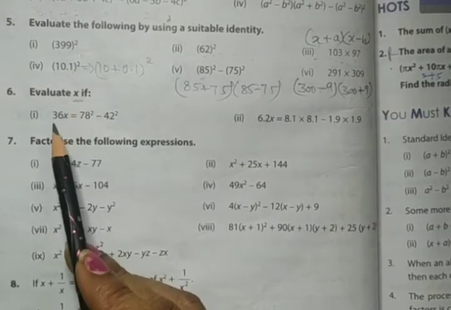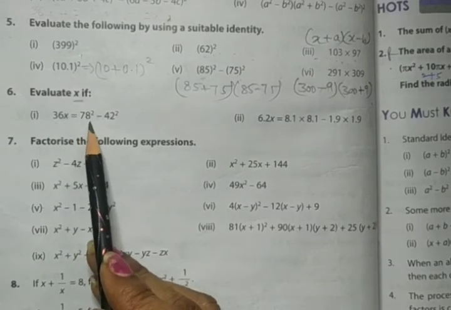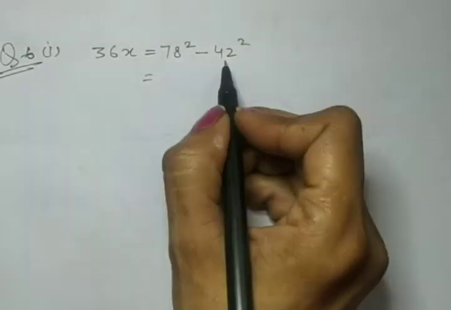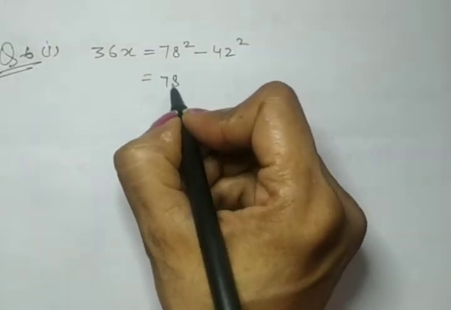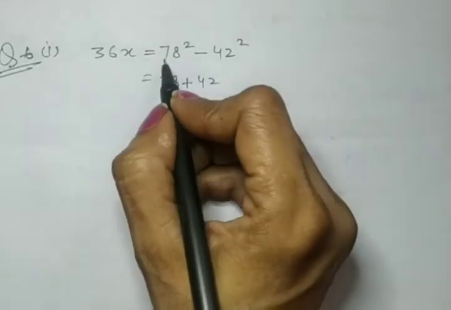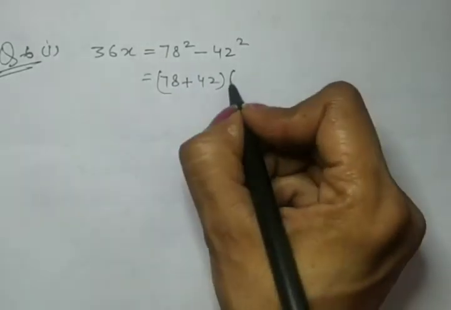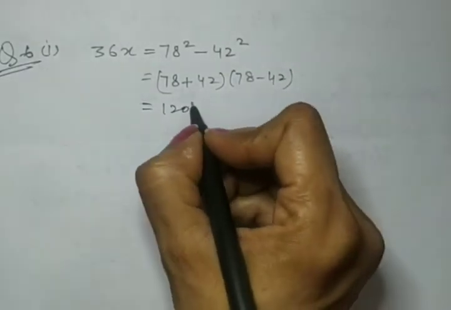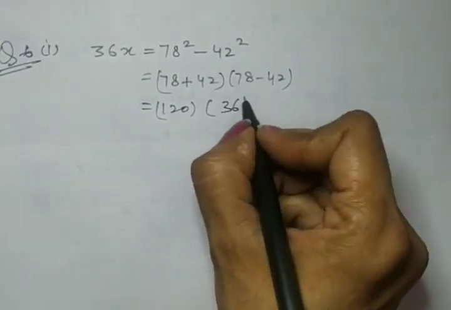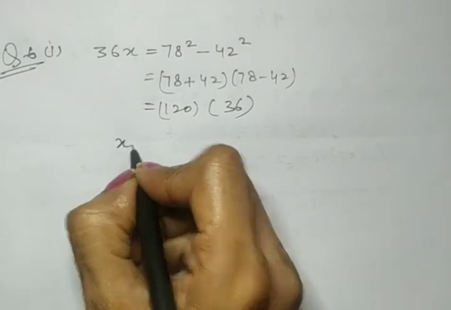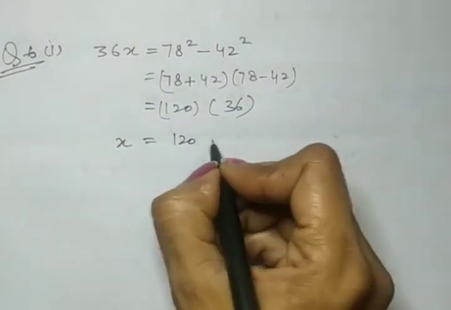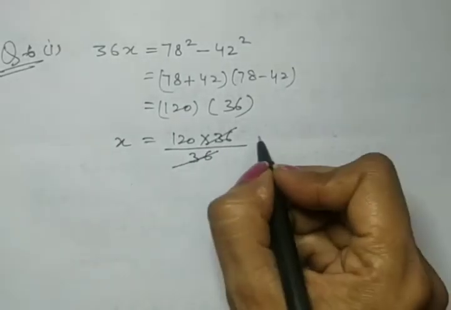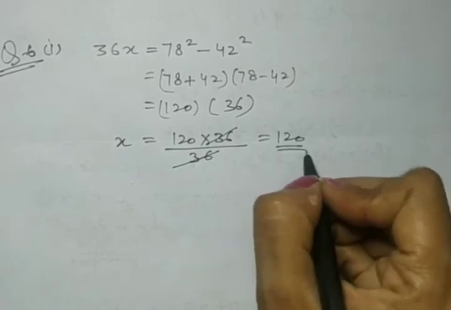Evaluate x. If 36x is given, that is equal to 78 square minus 42 square. We can do it like this by using identity 3rd. A plus b, where a is 78 and b is 42, multiplied by a minus b. So we get 120 multiplied by 36. Now to find the value of x, we can write it as 120 multiplied by 36 divided by 36. 36 crossed by 36. So the answer is 120.